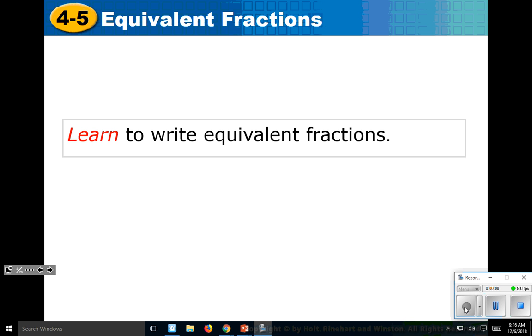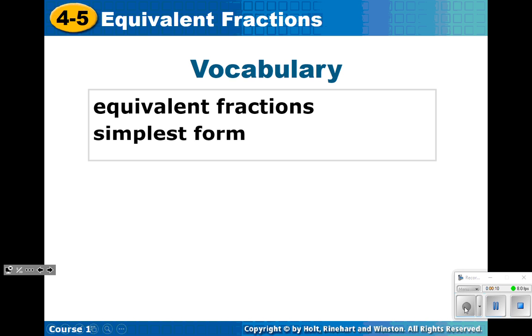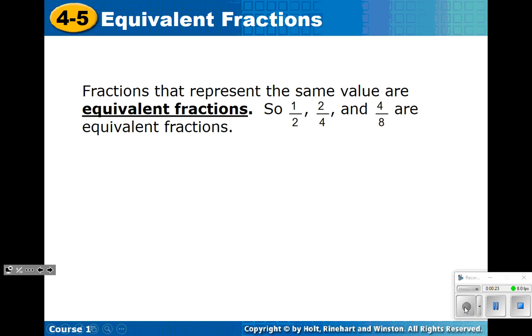Equivalent fractions. By the time we're done today, you guys should be able to figure out what an equivalent fraction is. What does equivalent even mean? Equal. Equal means the same, okay? We're going to reduce fractions into our simplest form.